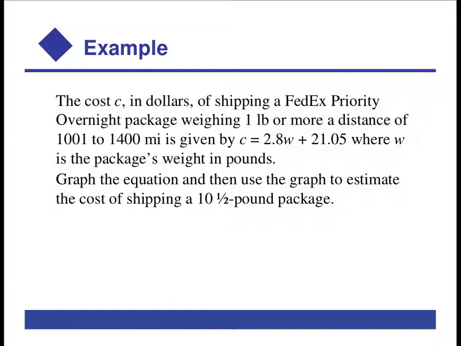Okay, this is an applied problem. Again, it's a word problem. So let's read it. The cost C in dollars of shipping a FedEx Priority overnight package weighing 1 pound or more, a distance of 1,001 to 1,400 miles, is given by C equals 2.8 times W plus 21.05, where W is the package's weight in pounds. It says to graph the equation, then use the graph to estimate the cost of shipping a 10.5 pound package.